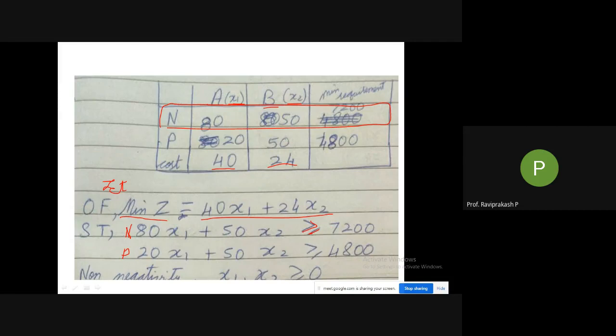Similarly, for phosphorus it is 20 and 50, so it is 20x1 and 50x2. Again, not less than, so minimum: it should be greater than or equal to 4800. Then the non-negativity condition, x1, x2 greater than or equal to 0, should always be written. So this is the formulation part.